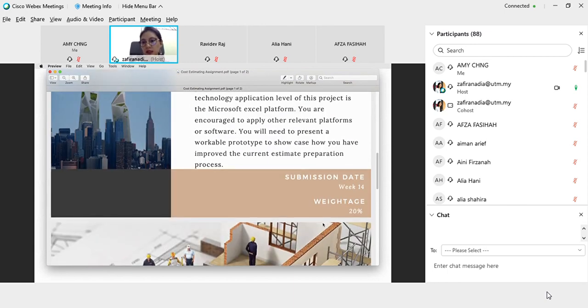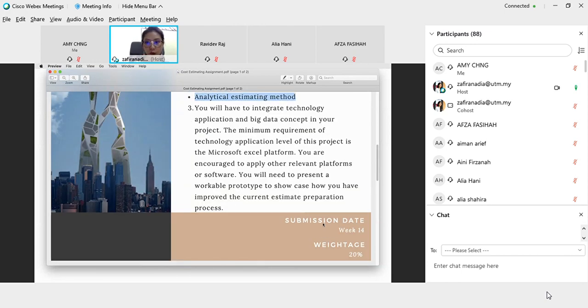So, the whole submission date is week 14. I don't have a specific week sebab week 14 tu ada 5 hari kan. Nanti lepas midterm, I akan put a specific date. And the weightage, this project, this prototype assignment will carry 20% out of your full mark, total course mark.